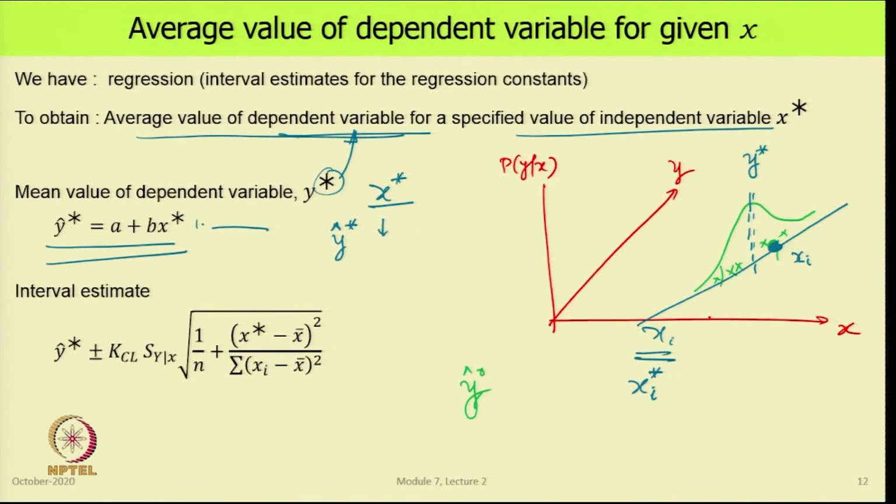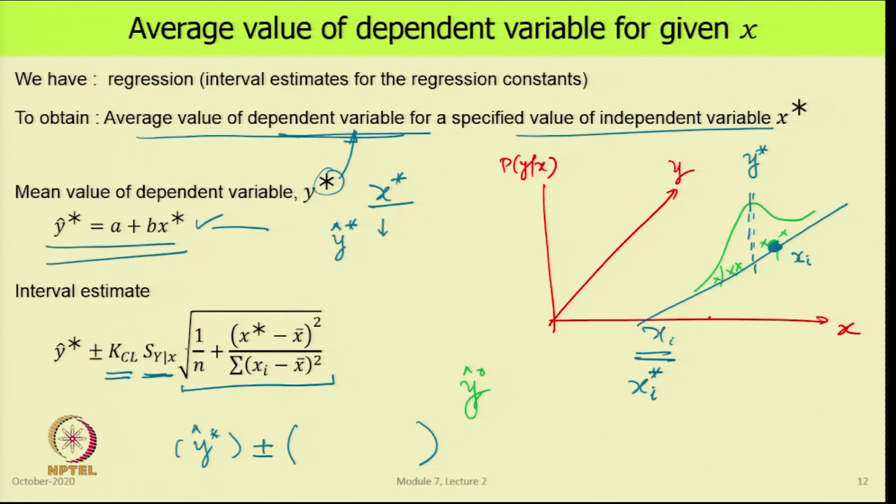So, this value we got, the mean will lie in an interval about y hat star plus minus something, and that something turns out to be what is given in this relation here. KCL is our confidence level, SYX came from our earlier thing, and now we have this value, and this is x star minus x bar over summation xi minus x bar square plus 1 upon n.